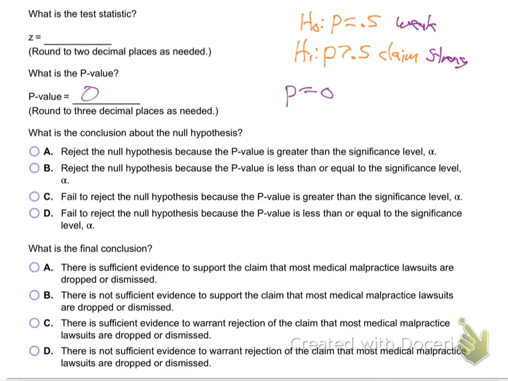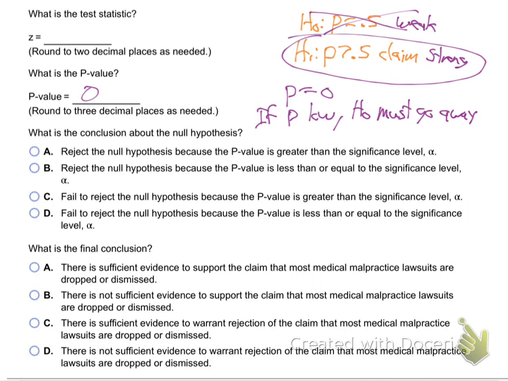Our p came out to be 0. And that's low. If the p is low, that's as low as it gets. If the p is low, the null must go away. So I'm going to cross out the null. My conclusion is going to be this: strong evidence, because the p is so low, meaning the chance of luck. Remember, p is the percent chance of luck. The chance of luck is nothing. There's no way these results were luck.